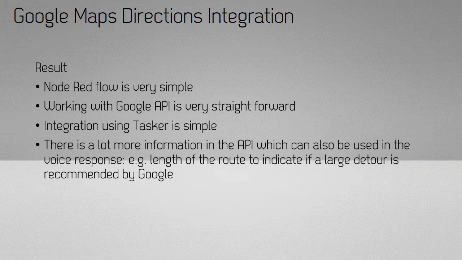There is a lot more information in the Google API which can also be used in a voice response. For example, in my case, I only talked about travel time, but you can also get the travel distance, so you would know if Google is offering a vastly different route, but most probably you can tell that from the time as well.